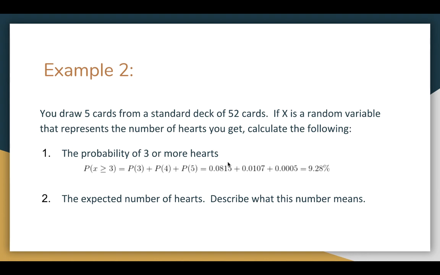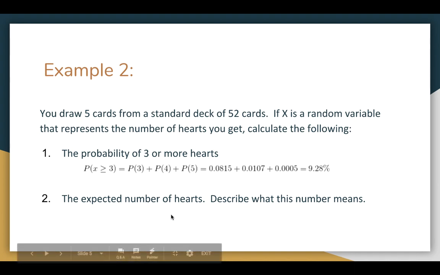And I don't show it here, but you can use the hypergeometric formula to verify that you're able to get 8%, 1%, and 0.5%. And it's just a matter of using those 2 groups on top. So to the 13 hearts, we've got to choose 3 of them. And out of 39 other cards, we're choosing 2 of them, and we're dividing by 52 choose 5. So 13 choose 3 times 39 choose 2 divided by 52 choose 5. And you do that for 3, 4, and 5, and it's 9.28%.